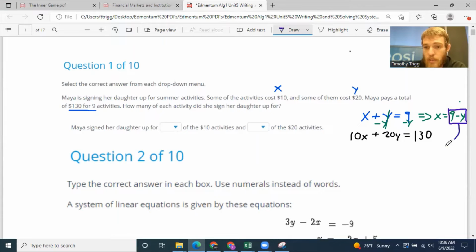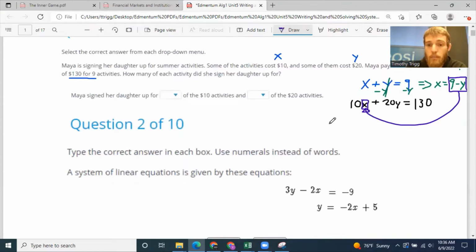Now what I'm going to do is substitute this in for x here, right? Because x is 9 minus y, so I could replace this x with 9 minus y. So let's rewrite this second equation using substitution. It's going to be 10 times x, and what's the value of x? 9 minus y, plus 20y is 130.